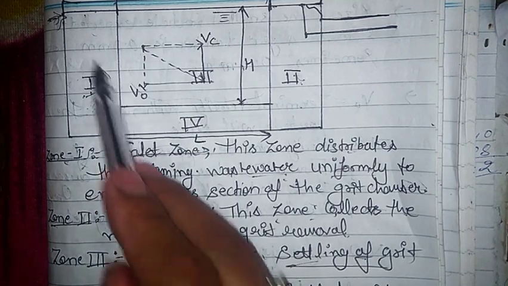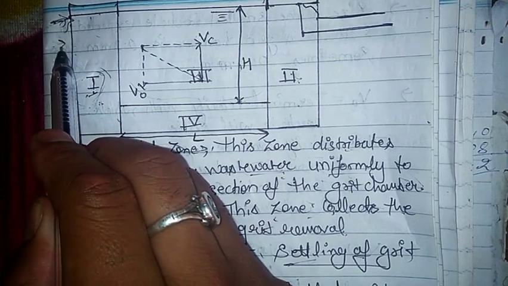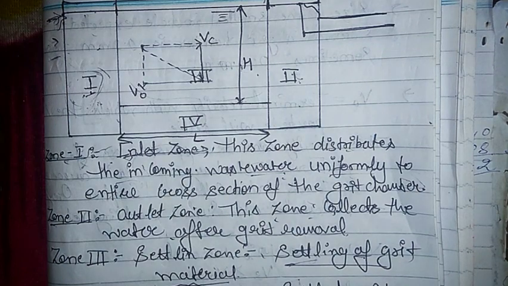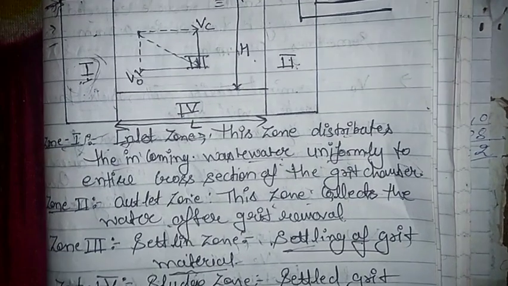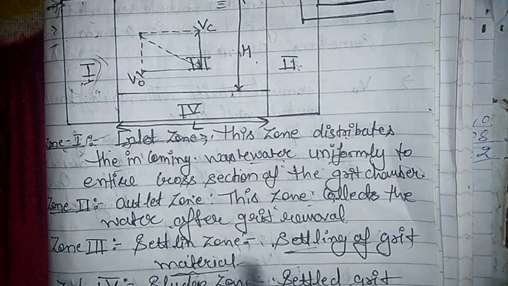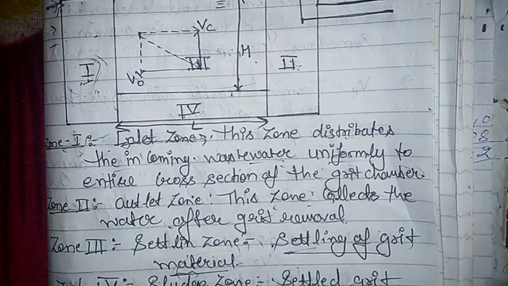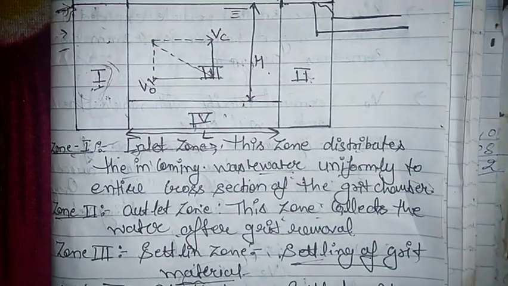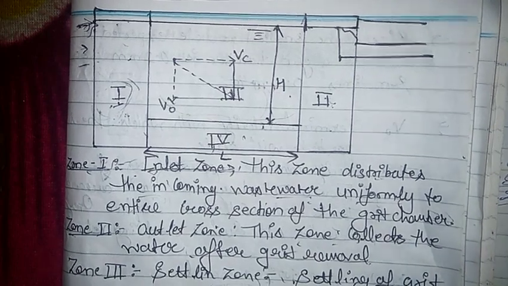First of all, your wastewater will enter through zone 1, and then it will enter into zone 3. In zone 3, the settling operation of the grit material will occur. After that, the final zone is zone number 4, this zone. This is your sludge zone, in which all the grit material settles down. So these are the 4 compartments which are present in your grit chamber. Please note it down.